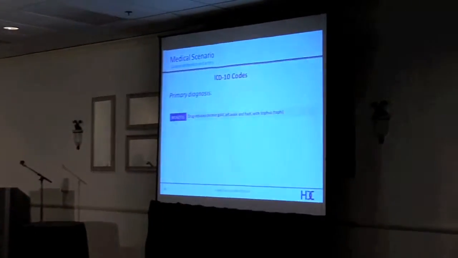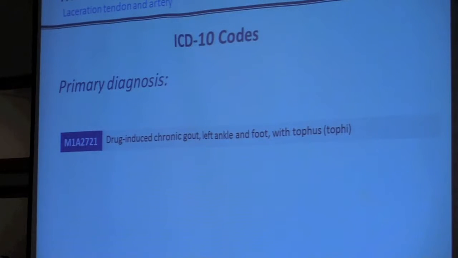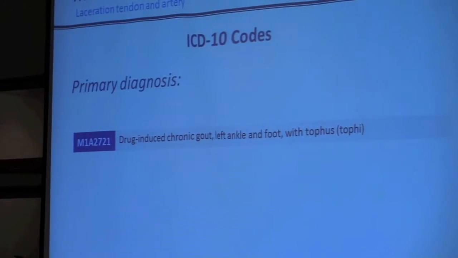Here's my code. Now, this is not an injury, so I don't have any external code. Hallelujah, right? We don't have to do that. Drug-induced chronic gout, left ankle and foot with tophus. If this patient had lead-induced gout, we have a code for that. If it was idiopathic gout, we would have a code for that.